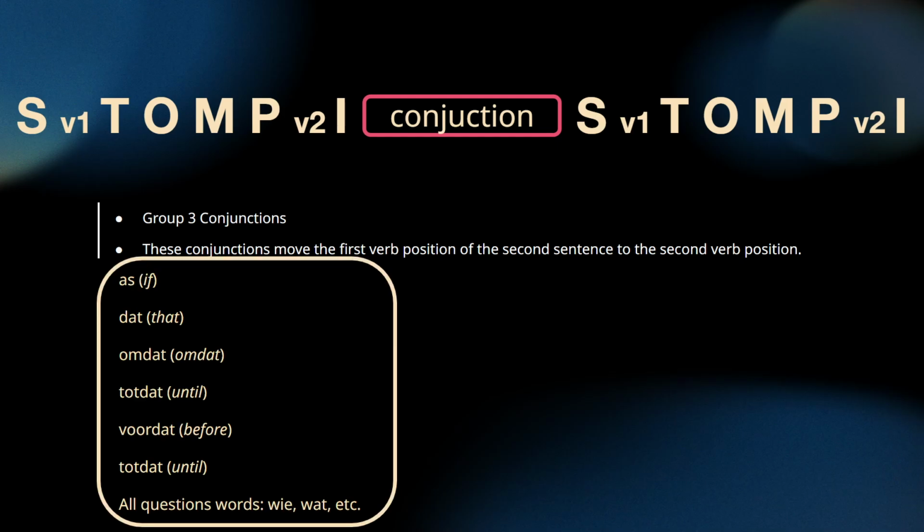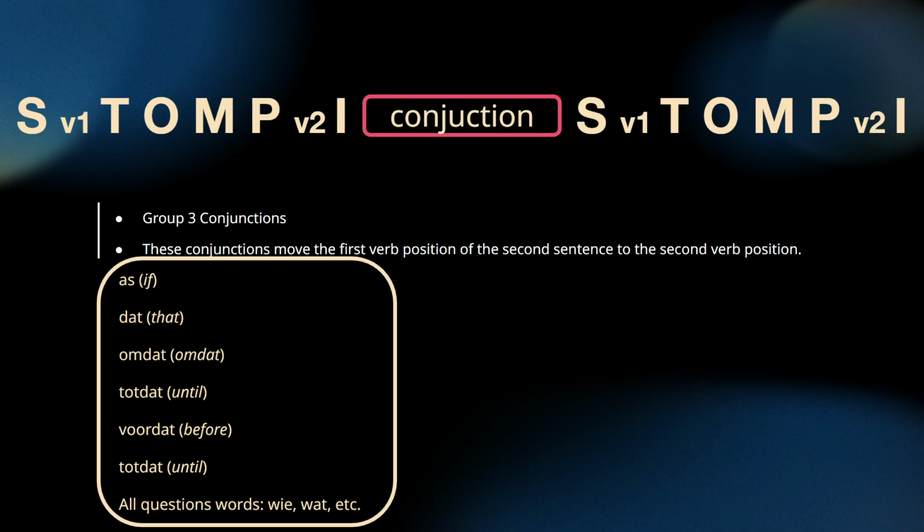Let's take a look at some examples. As meaning if, dat meaning that, omdat meaning because, totdat meaning until, voordat before, totdat and until. You can see that a lot of dats or words that contain dat are in group 3, and it's an easy way to remember most of them. There are ones that I don't list here, but these are the ones we're going to be working with today.